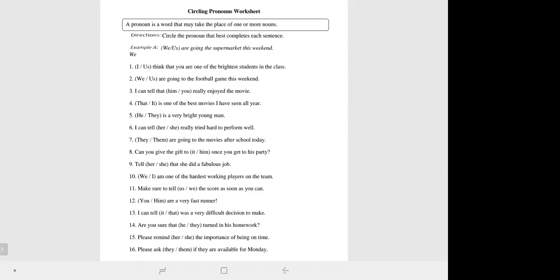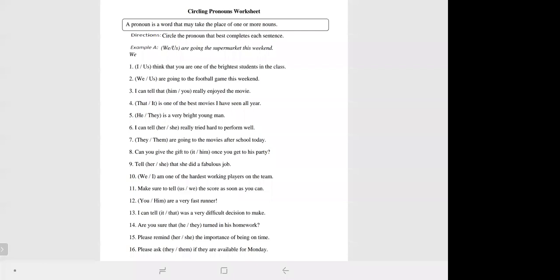What about number 7? They. Yeah, them is an object pronoun. So you say they are going to the movies after school today. Number 8. Him. Can you give the gift to him? Yes, because at the end of this question, it says his party. So can you give the gift to him?